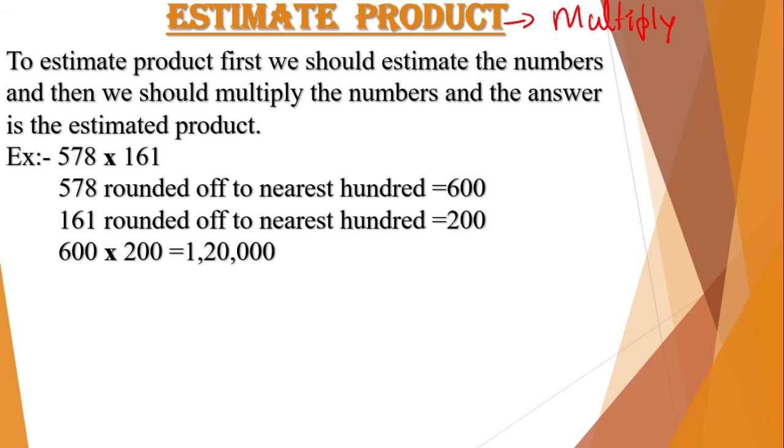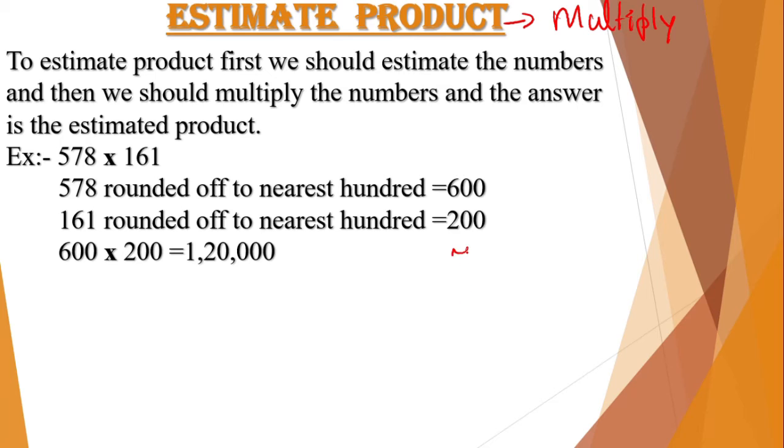So to estimate product, first we should estimate the numbers and then we should multiply the numbers and the answer is the estimated product. So let's see an example. So we have 578 into 161. So now we should check the place value, right? So the highest place value you can see is 100. And now if I take 100, I can estimate for both the numbers. So let's estimate the nearest 100.